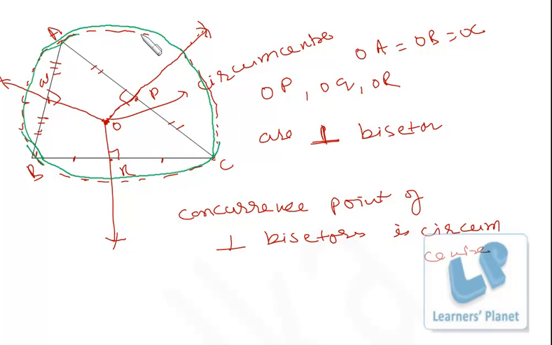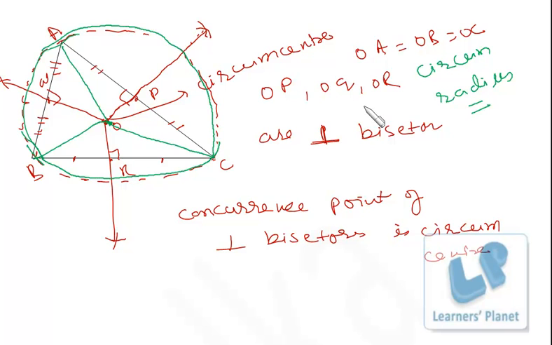Okay, so this is known as the circumcircle. This is the circumcenter, this is the circumcircle, and as I told you, OA, OB, OC will be equal. These are known as the circumradius. Okay, so this is once again very important. The concurrence point of perpendicular bisectors is the circumcenter, and the circumradius, you know, and this circumcircle, right?